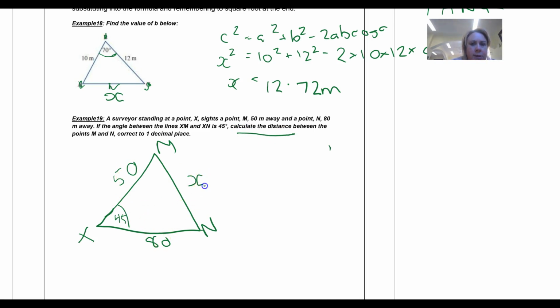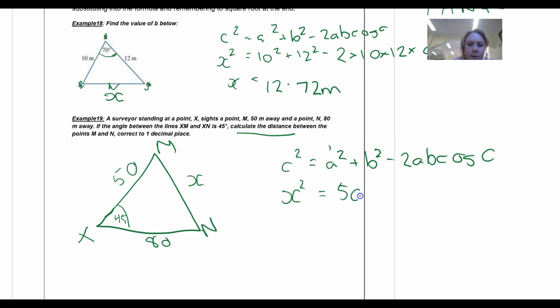So I've got three sides including the unknown and the angle. So it's the cosine rule, c squared equals a squared plus b squared minus 2ab cos c. You want to write that because you've interpreted the question. This line says I've interpreted the question.